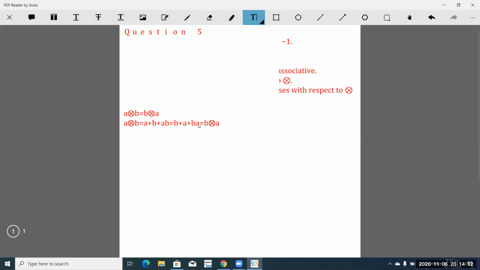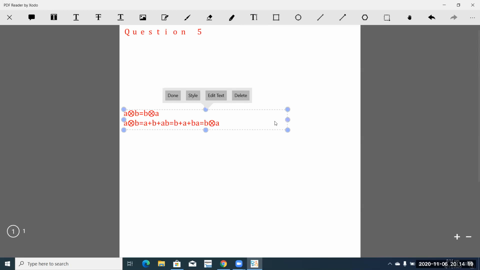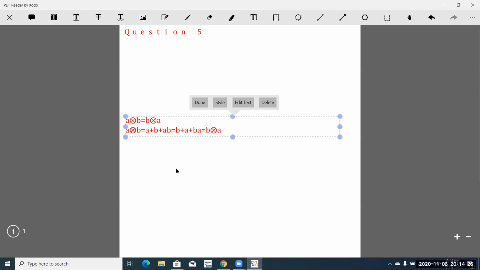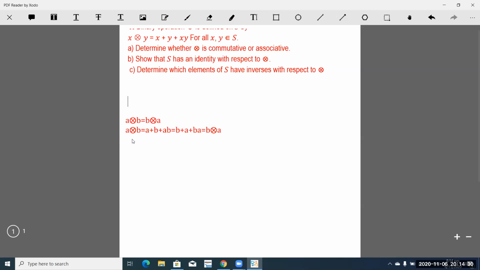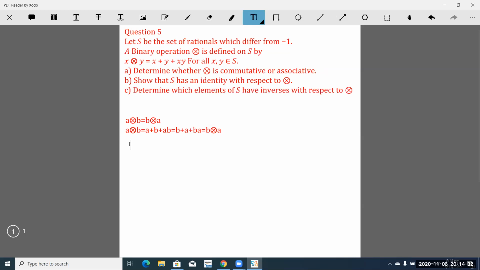So the first part is covered. We've shown that indeed it is commutative. So we can say circle X is commutative. All right, now let's show associativity. How are we going to show associativity?